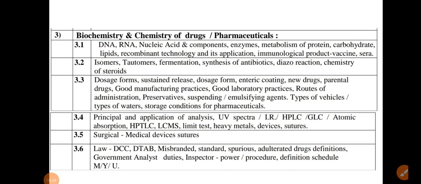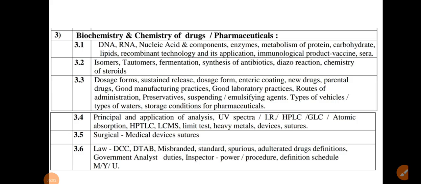The next one is biochemistry, chemistry of drugs and pharmaceuticals. Here there are six different subsections. In 3.1, the first section: DNA, RNA, nucleic acid components, enzymes, metabolism of protein, carbohydrate and lipids, then recombinant technology and its application, then immunological products, that is vaccines and sera. I think that is totally related to biochemistry. We already covered this in our FDA exam, but here we have to cover it in much more detail in the biochemistry section.